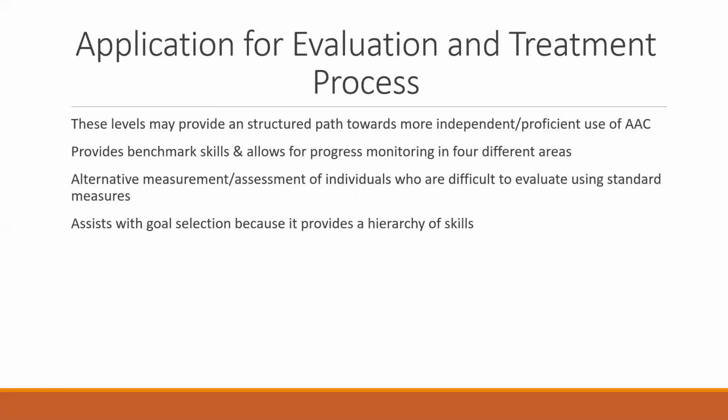So these different levels that we just went through provide a more structured path towards that independent, proficient use of AAC. Those are kind of our AAC norms that we can follow as a guide. They provide the benchmark skills and they allow for progress monitoring in those 4 different areas. Alternative measure and assessment of individuals who are difficult to evaluate using the standard measures. That's really the key piece here. And this really helps assist us with goal selection because it provides kind of a hierarchy of skills.